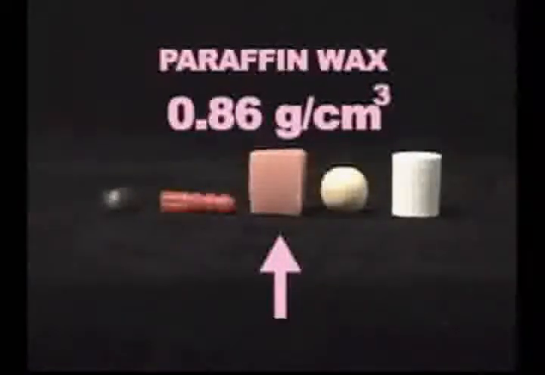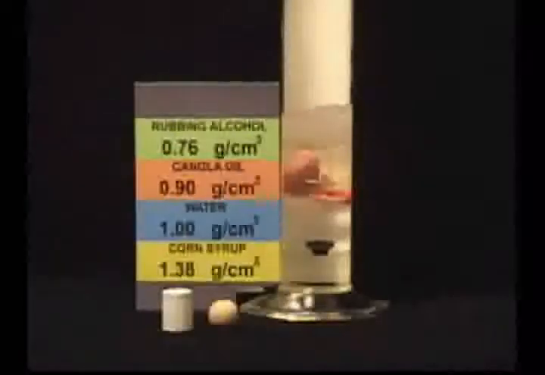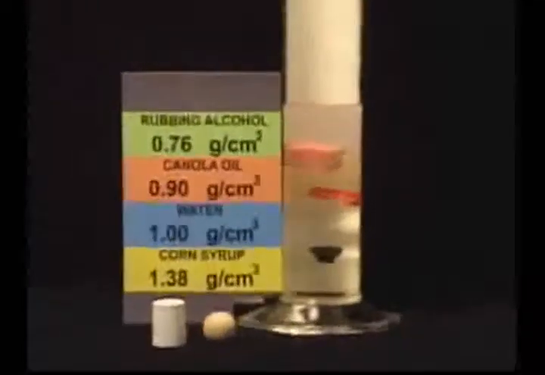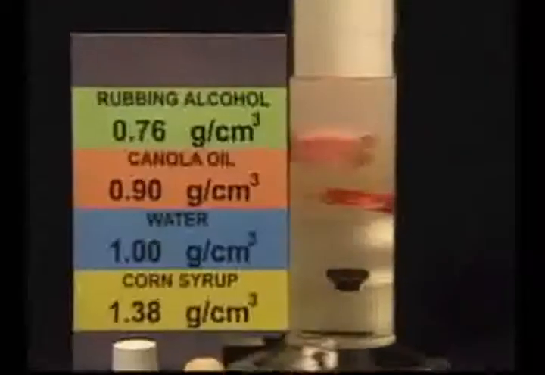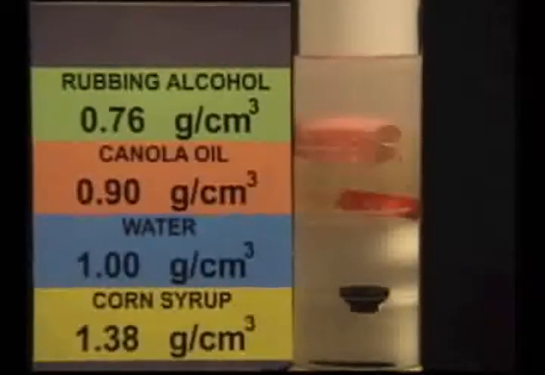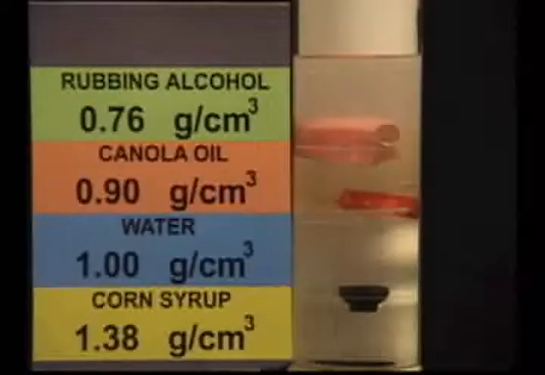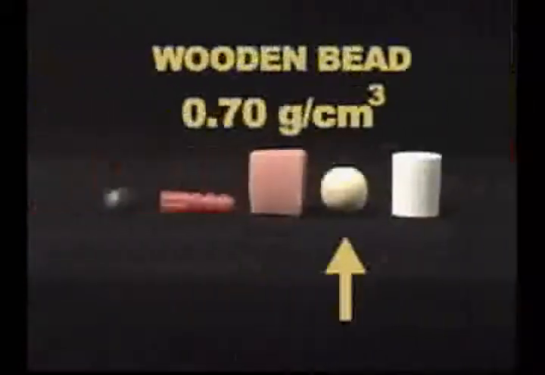The paraffin wax's density is 0.86 grams per cubic centimeter, which is greater than the rubbing alcohol's density and slightly less than the canola oil's density. Consequently, it floats at the top of the canola oil, just beneath the rubbing alcohol layer.